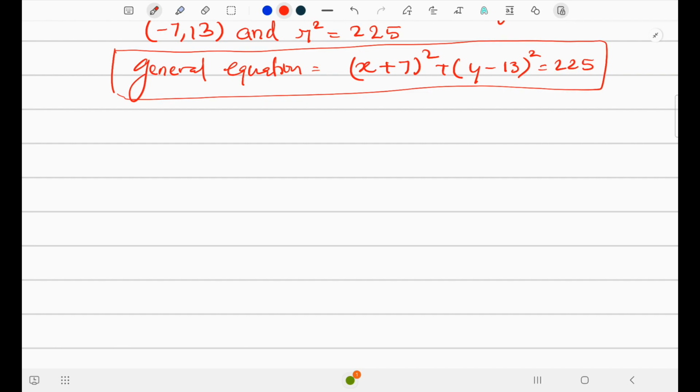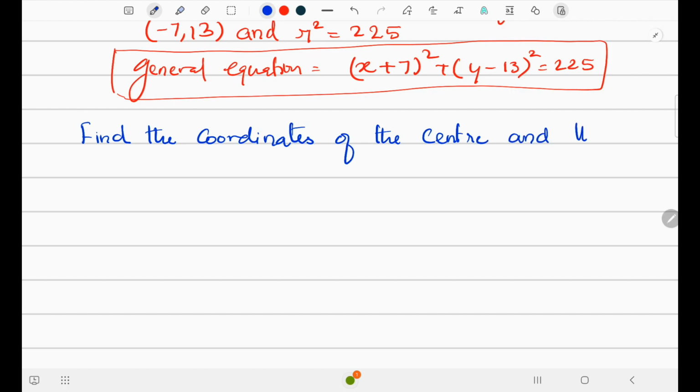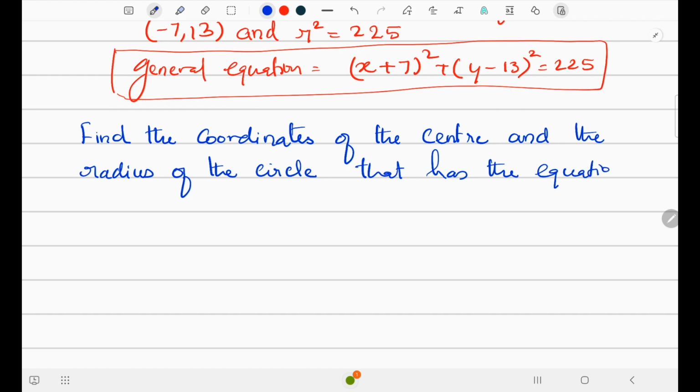Now we have one example. Find the coordinates of the center and the radius of the circle that has the equation x square plus y square minus 18x plus 10y plus 102 equals 0. So from this we need to find the coordinates.